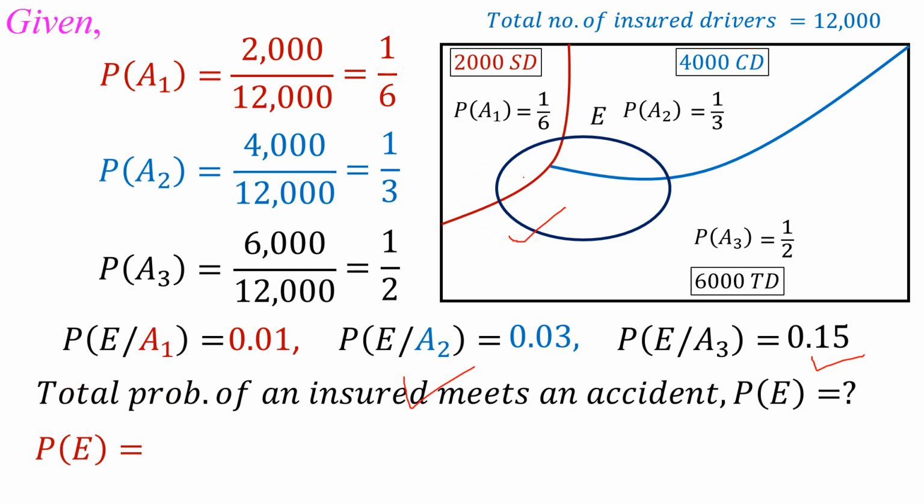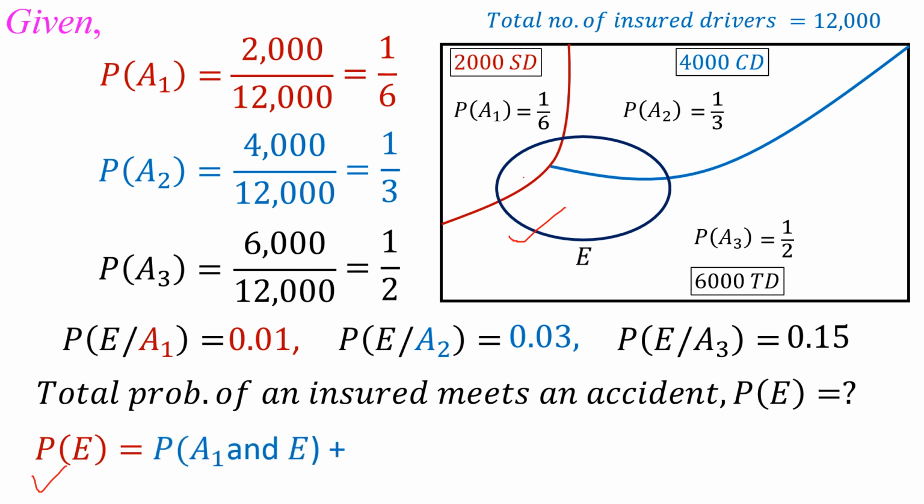Irrespective of whether the person is a scooter driver or car driver or truck driver, P(E) simply means the total chance of an accident happening, whoever the person is. So how can we compute this one?